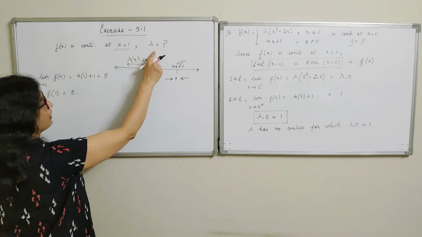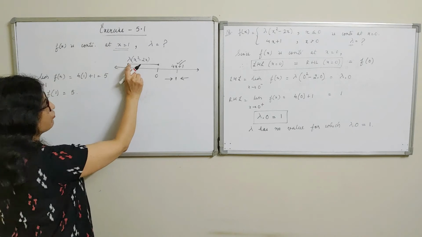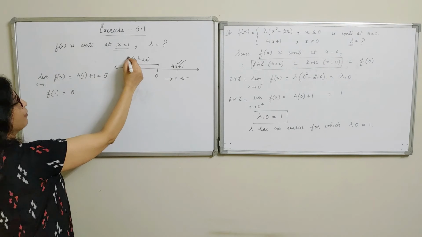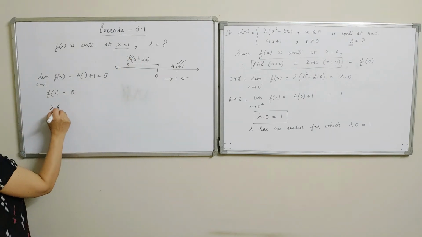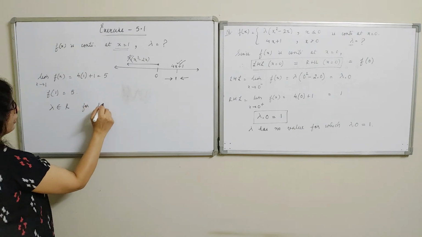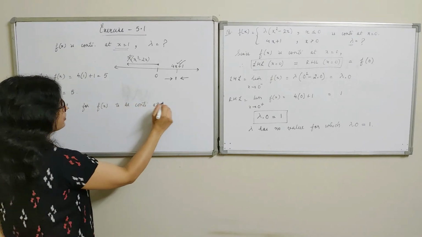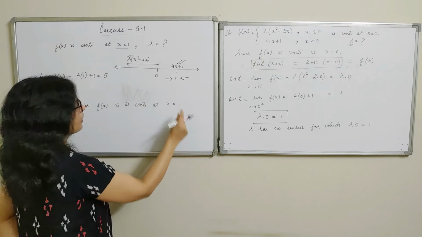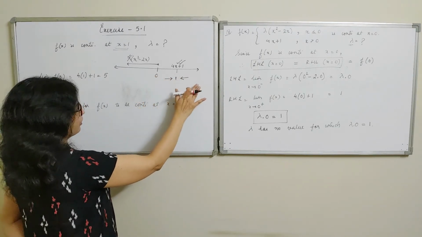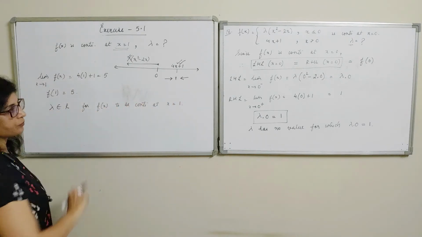So now how do we find out lambda? Where is lambda in this picture? Lambda is nowhere in the picture, but lambda has been defined here for all values less than 0. So the function is continuous at x equal to 1 and lambda can be any real value, for f(x) to be continuous at x equal to 1. For any value of x which is greater than 0, whether it is 1, 2, 3 or any other real number greater than 0, lambda can be any real number.